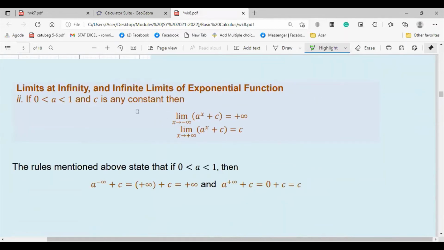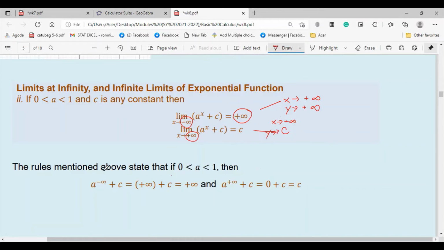So, it means to say, class, if A is between 0 and 1 and C is any constant, you can have the following. Una, kapag ang x ay tuloy-tuloy sa pag-decrease, ang y ay mag-increase. Ito yung sinasabi nating x decreasing, y increasing. Pero dito naman, kapag i-increase mo infinitely naman ang x, ang ginagawa niya ay papunta sa constant na c. So when x keeps on increasing infinitely, y gets closer to that c.